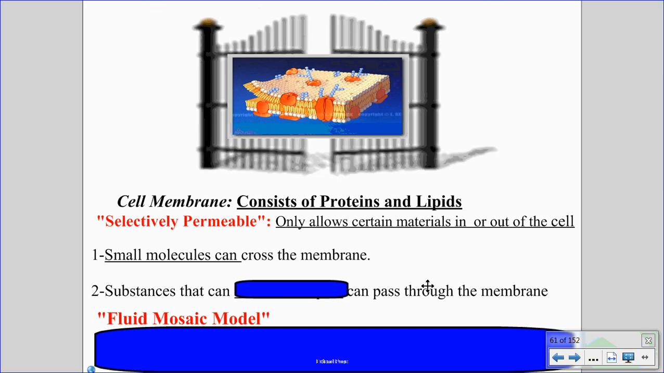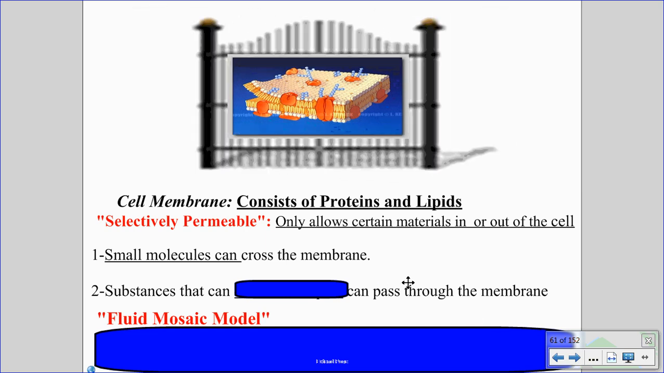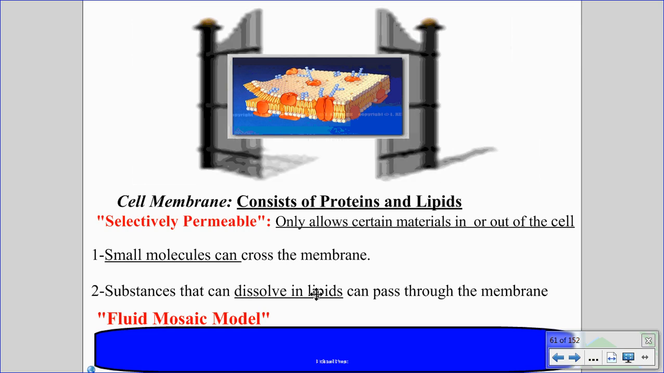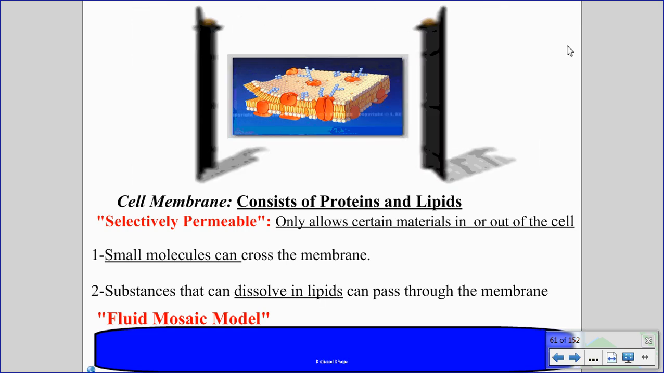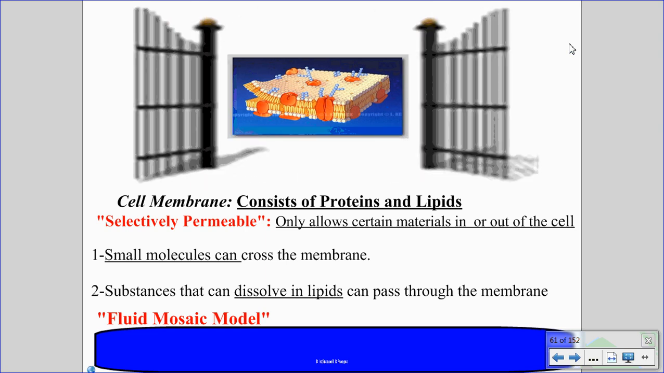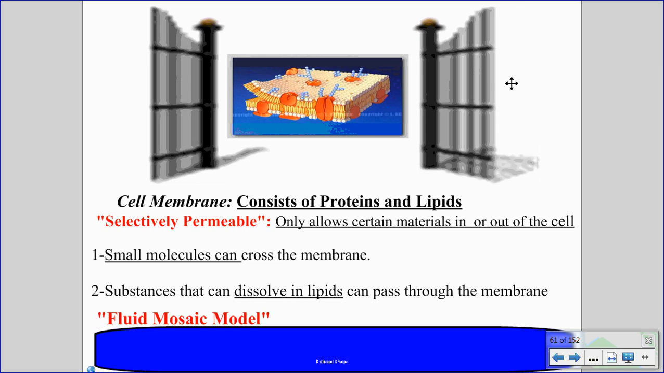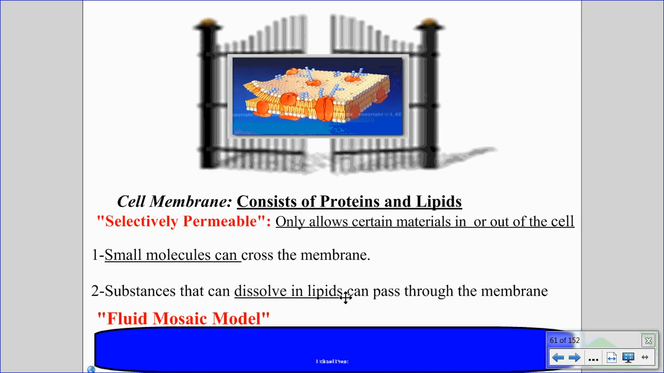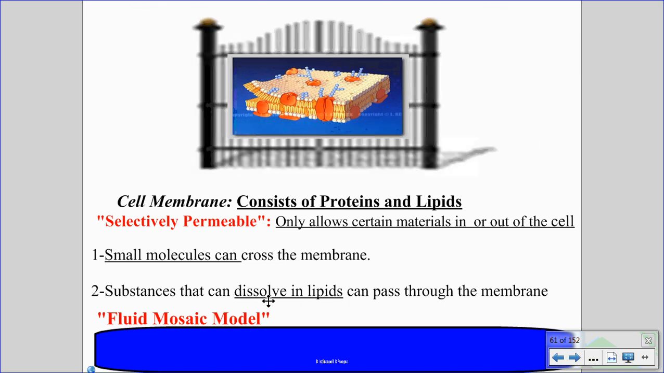The other thing that's important in terms of what can cross this selectively permeable cell membrane, sometimes we refer to it as things that are lipid soluble, or that can dissolve in lipids. A good example of something that is lipid soluble is alcohol. When people drink alcohol, it gets into their bloodstream very, very quickly. And that's because alcohol is lipid soluble. So they swallow it, it gets into their stomach, and boom, right into their bloodstream, and they feel the effects of it. It's not necessarily that small, but it can dissolve in this lipid fat bilayer.